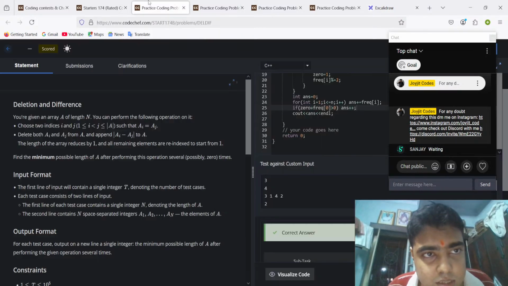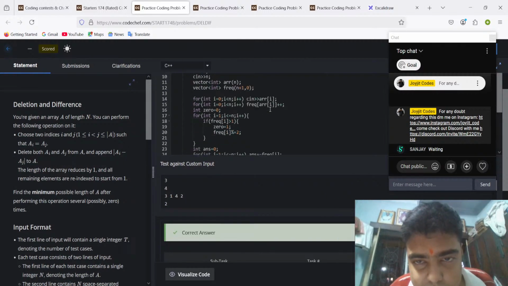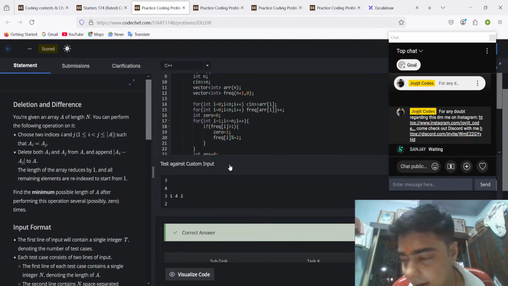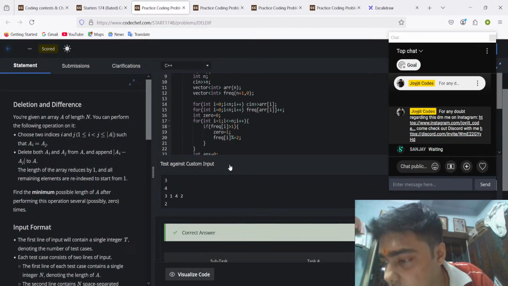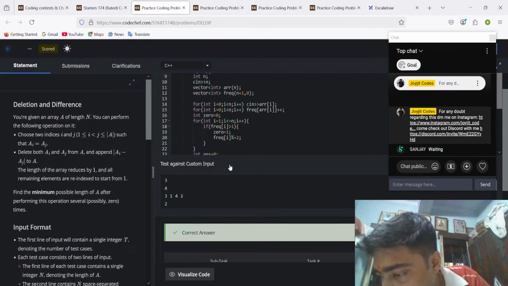So now let's move on to the solution that I have coded up for you guys. If you find anything out of the box, don't hesitate to write it in the live chat.